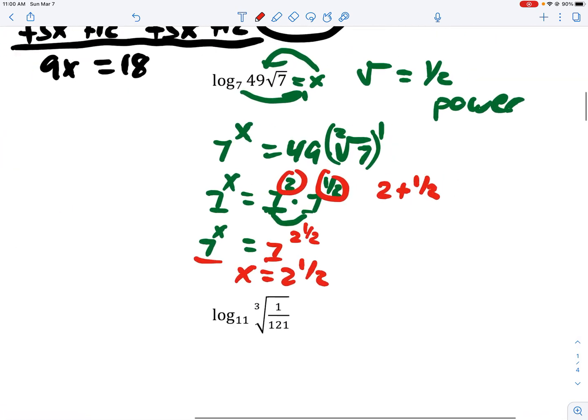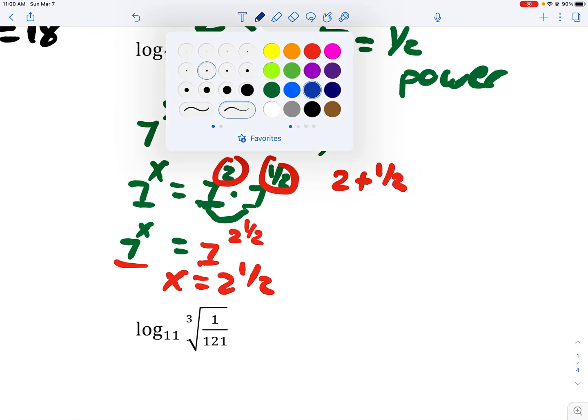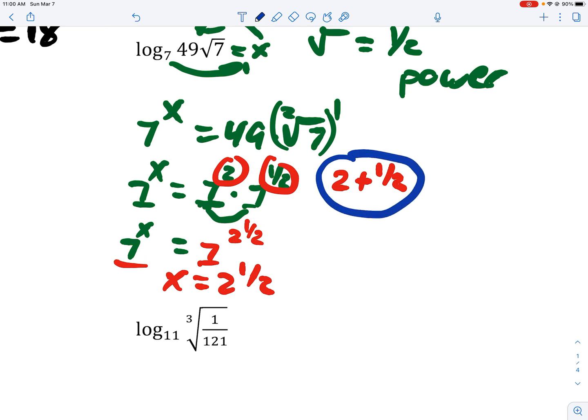So please be careful with that. Every year, this is where students mess up. They don't add these, they multiply. When your bases are the same and you're multiplying like we are here with the 7s, you add your exponents. 2 plus 1/2 is 2 1/2. It's 2.5. So if you want to, write 2.5.